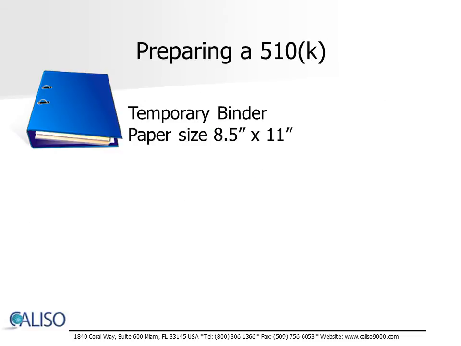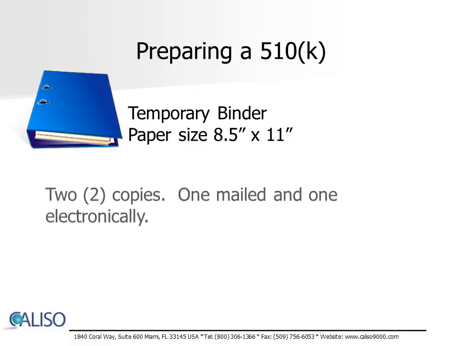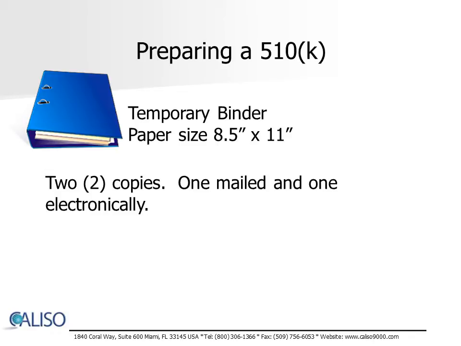A 510(k) should be put in a temporary, inexpensive binder. Do not permanently bind the application. The FDA will take the submission out of whatever kind of binding you've submitted it in, 3-hole punch in the left margins, and put it in a 3-ring jacket for review. Your paper size should be 8.5 by 11. You must submit 2 copies of your 510(k). One must be mailed and the other must be submitted in an electronic format.